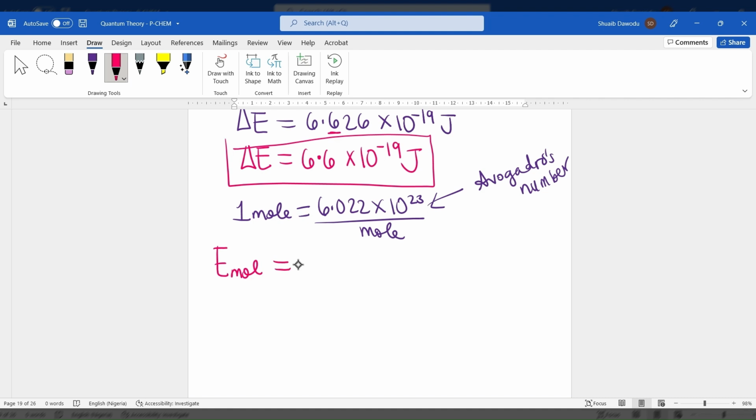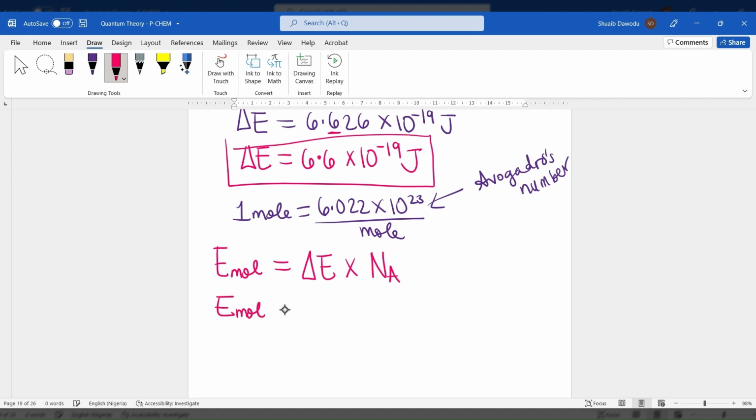We have energy per mole is going to equal the energy of the quantum times Avogadro's number. Don't forget the unit for Avogadro's number is just 1 per mole, because 1 mole will give you 6.022 times 10 to the power of 23 in quantity or particles. So when you do this, you see that you end up with joule per mole. Just even thinking about it mathematically, you see the logic behind this. So everything just works out and checks out.